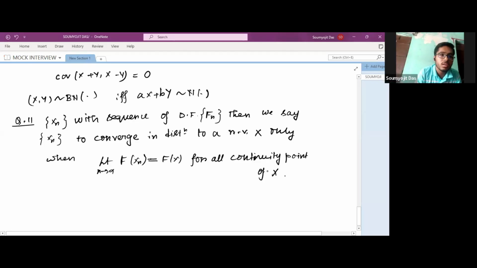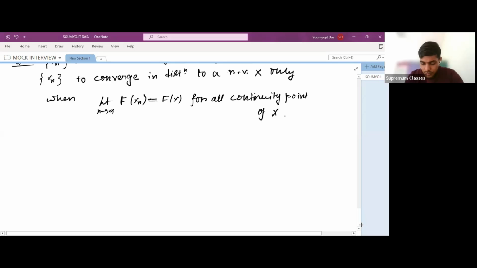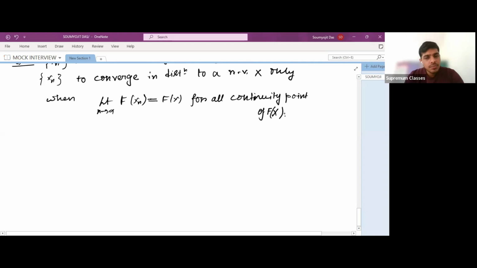So it will be Fx. I think so. Okay, I mean, it's actually the same thing. It is Fx, for all continuity points x of Fx. Right. Thanks. And how would you define the convergence in probability?